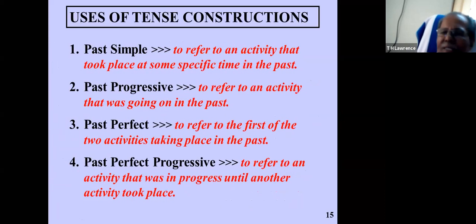That's the corresponding ones. Past simple. Why do we use past simple? To refer to an activity that took place at some specific time in the past. We are just leaving that. We are not connecting it to the present. Please remember this. To refer to an activity that took place at some specific time in the past.